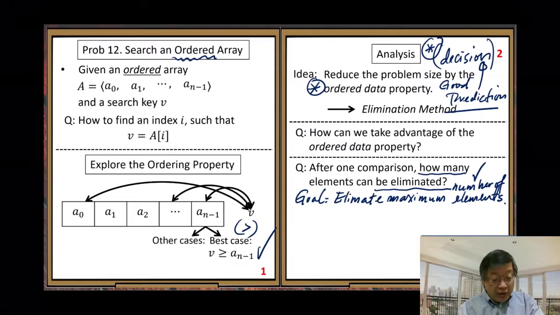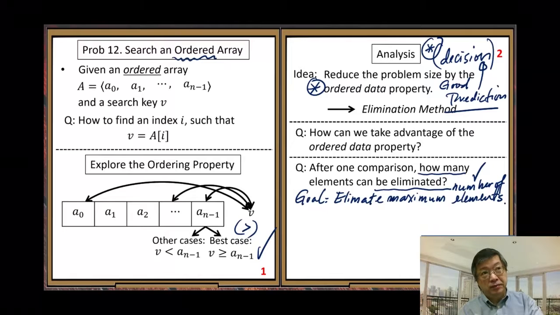In other cases, when V is less than A sub n minus 1, you need to consider many subcases. Based on this comparison result, how many elements can you remove?